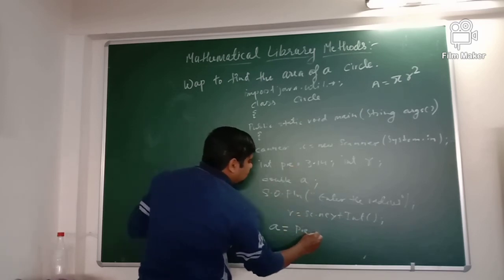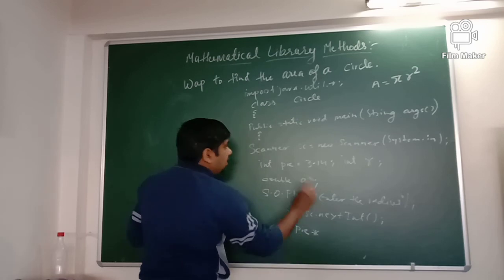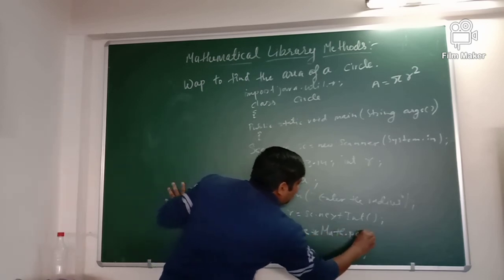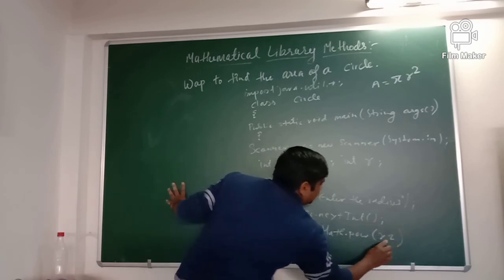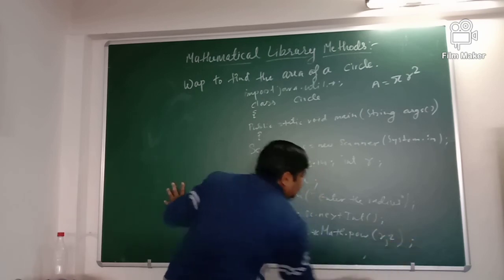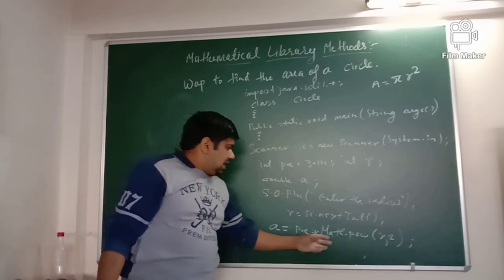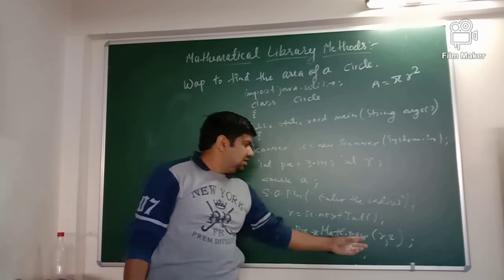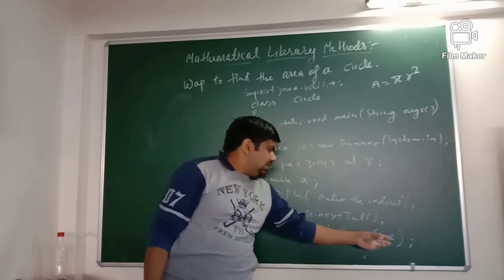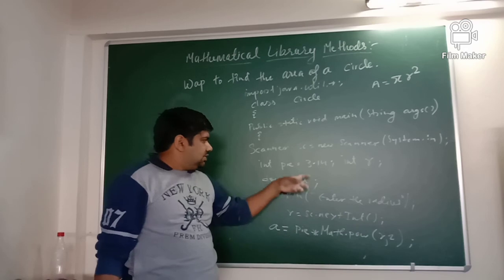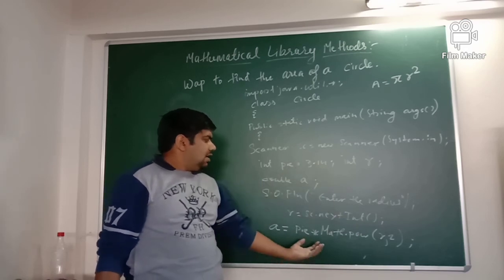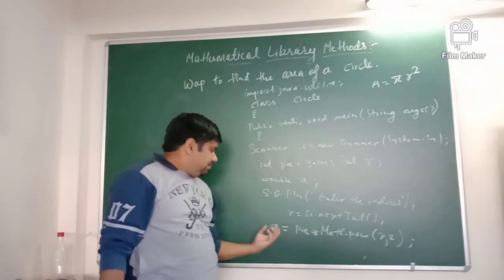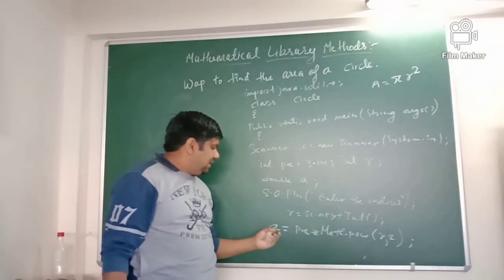So pi r square. Into r square means what? You can use this formula, Math.pow(r, 2). This Math.pow is the method which we are using to find the square of the radius, and this will be multiplied with pi, which is 3.14. Ultimately the value of the area which you are finding is going to be stored in A. And now you have to print this A.